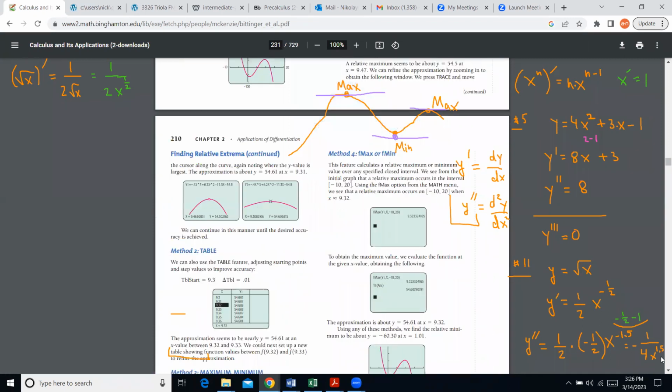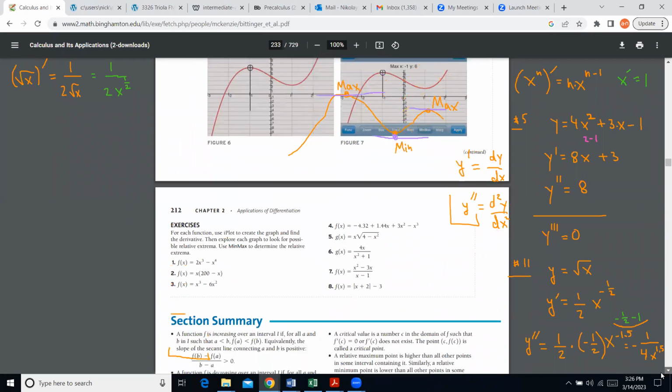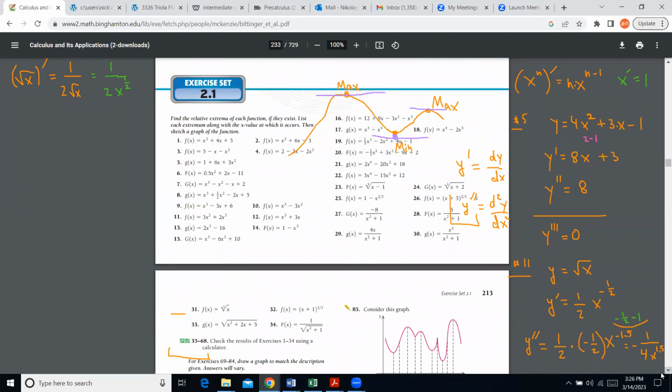So let me find where the section end is. So looks like the exercise set is here, 2.1. So let me try problem number 1 to start. Exercise number 1 says find derivative of the function. So what I'm going to do is I'm going to find derivative, and I'm also going to use it to graph this parabola, isn't it? It has x squared in it.